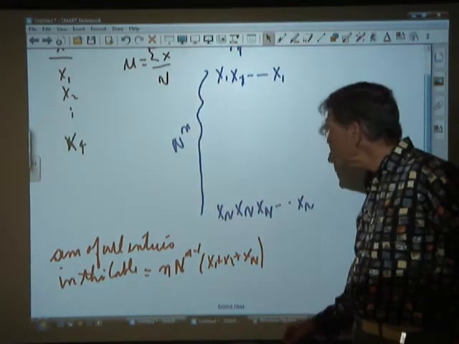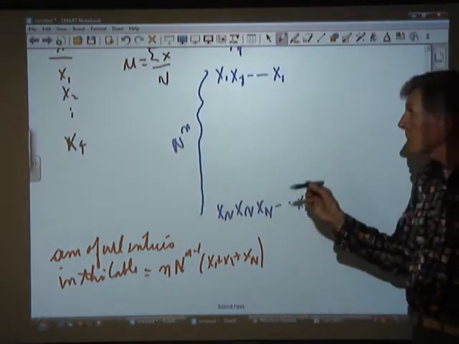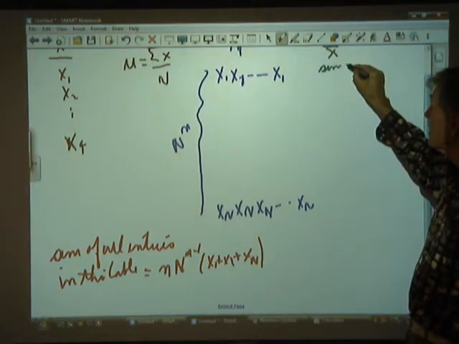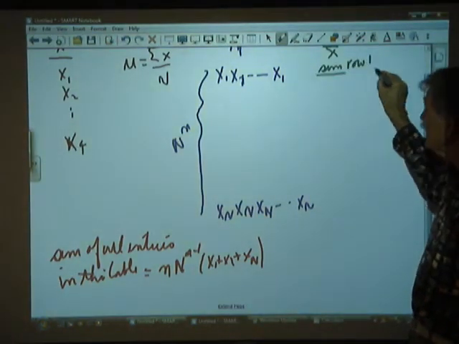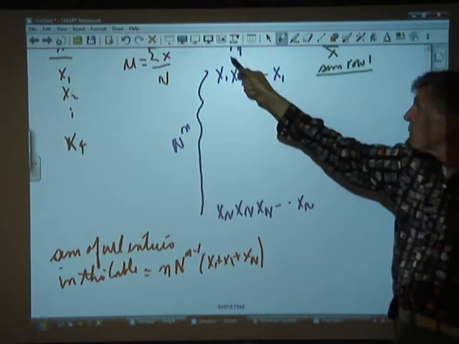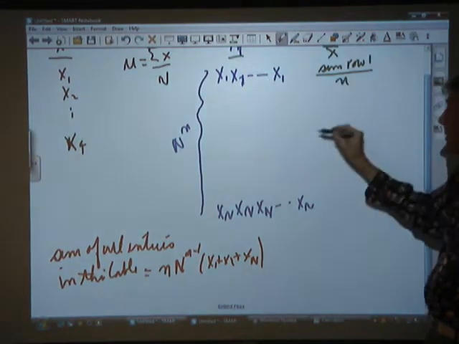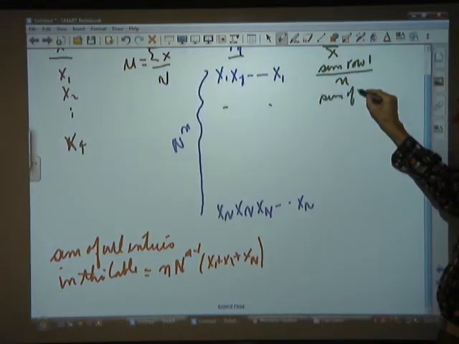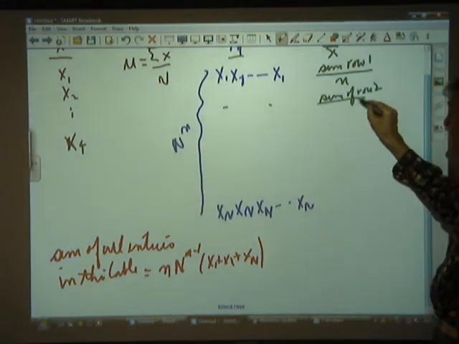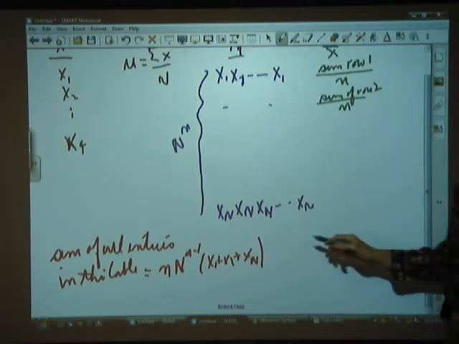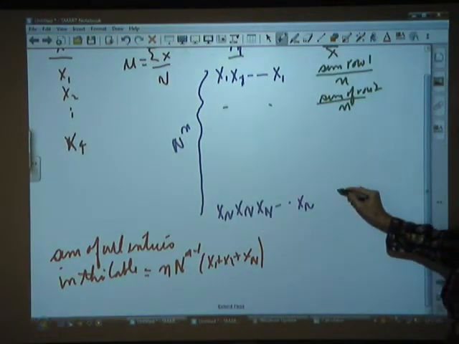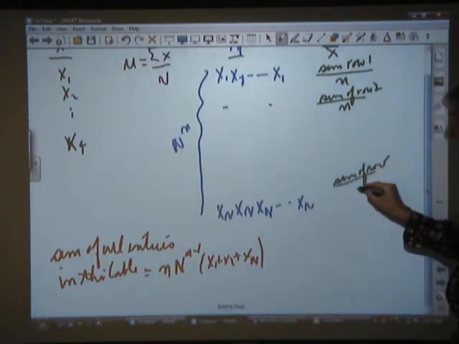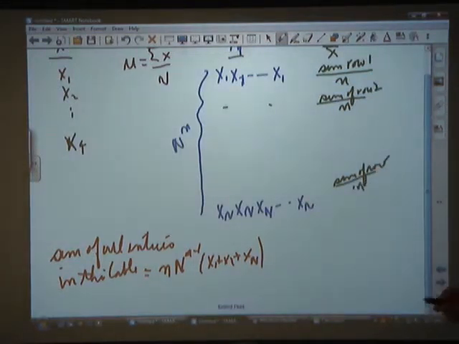The first row is sample number 1. So the mean of that row is going to be the sum of row 1 divided by the number of entries in row 1, which is small n. For row 2, the mean is going to be the sum of row 2 divided by the number of entries in row 2. And the mean of the final sample is going to be the sum of this row divided by the number of entries in that row.